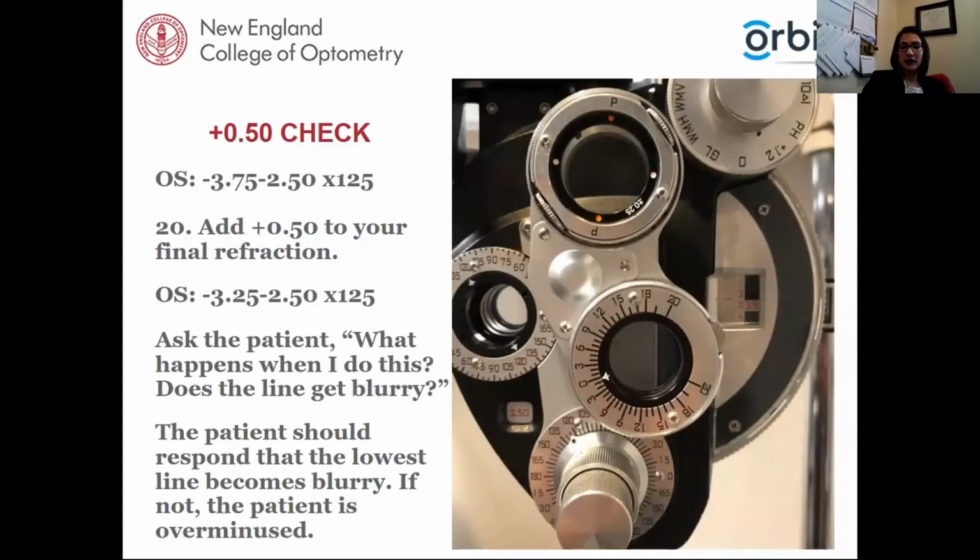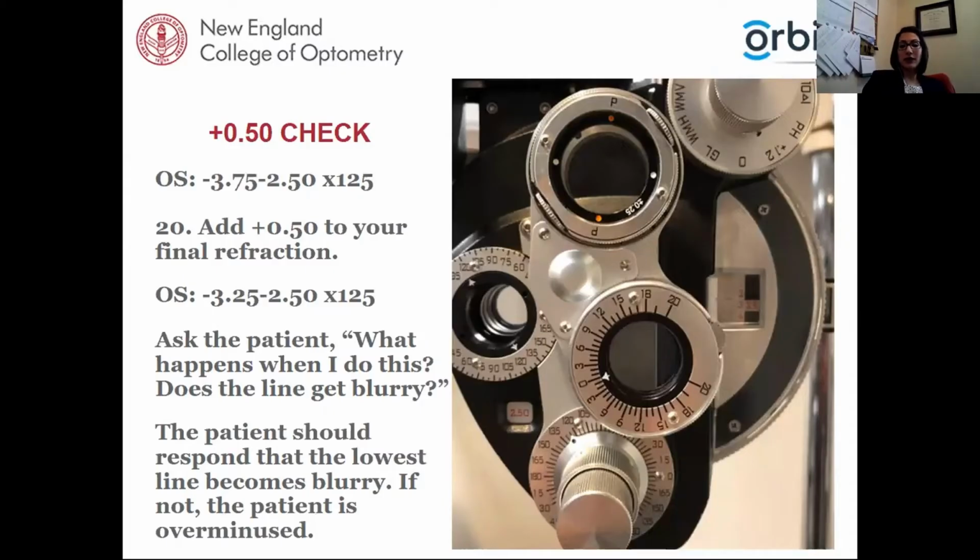Again, this is our check test, which I've chosen the plus 50 check test. It's quick, it's easy for the patients to understand. So we settled on minus 375, so we add plus 50, it becomes minus 325, and we ask the patient, what happens when I do this? If they're looking at the lowest line, let's say they were able to read the 20/20 line, what happens to the line when I do this? Can you still read the line, or does it become blurry?